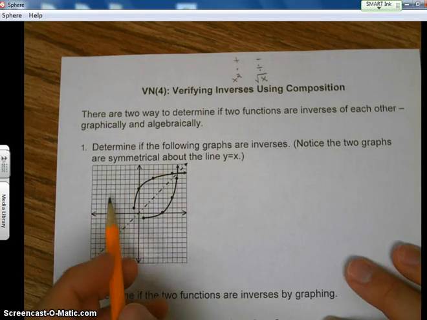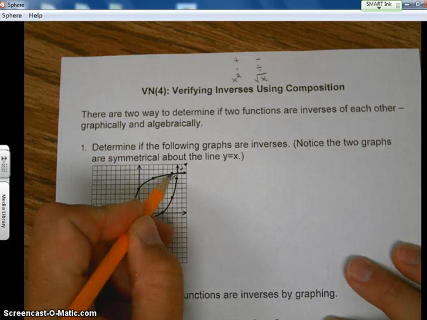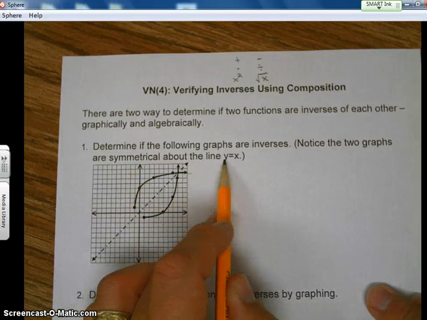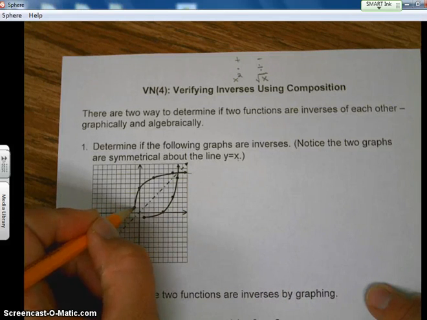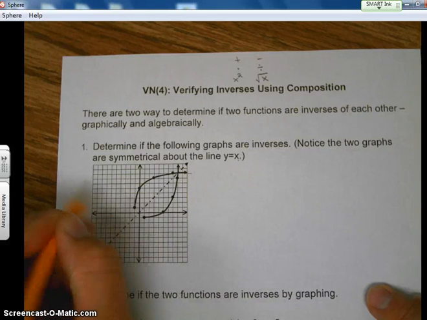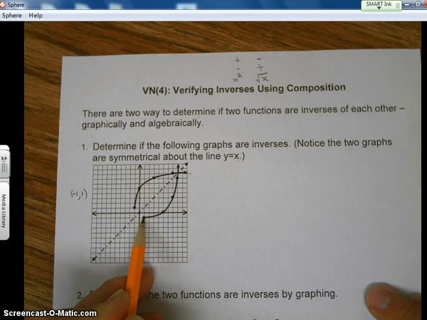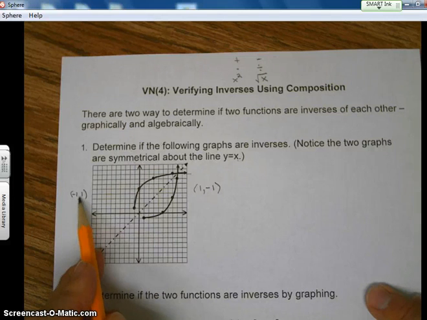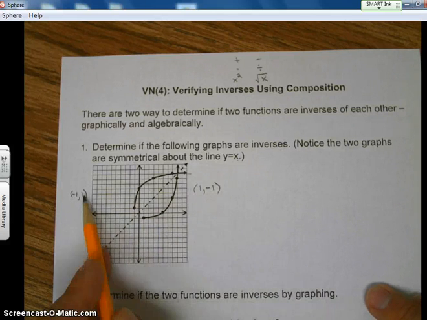So when we have a graph, determine if the following graphs are inverses. Here's one of our graphs right here. It says notice the two graphs are symmetrical about the line y equals x. So here's your line y equals x. Let's take this point right here. This point is -1, +1. Now if we flip it over the line y equals x, the new point is +1, -1. See what happened? The x and the y changed position. The x value became the y, and the y value became the x.